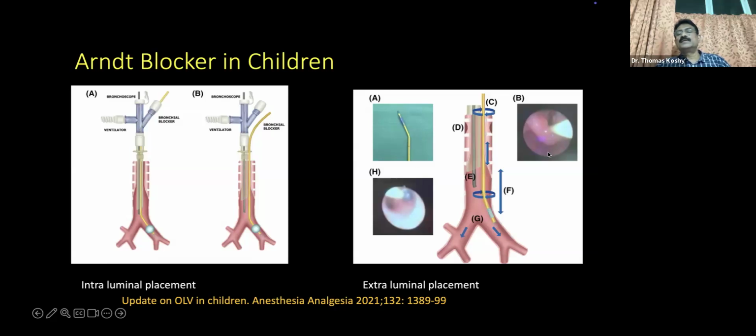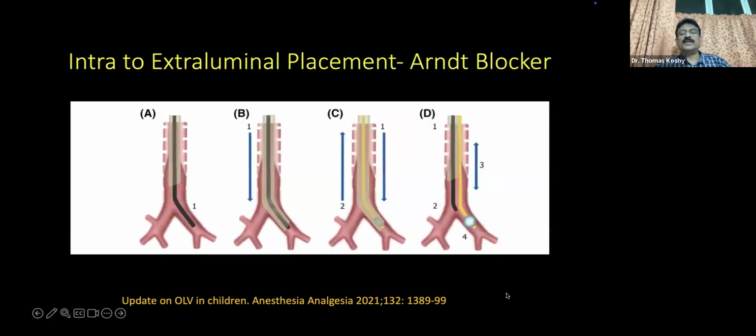First it is bent. Then you do the laryngoscopy and introduce the blocker past the vocal cords, push it down. Then you intubate and put an FOB through the endotracheal tube and correctly position it. That is one technique, that is extraluminal.